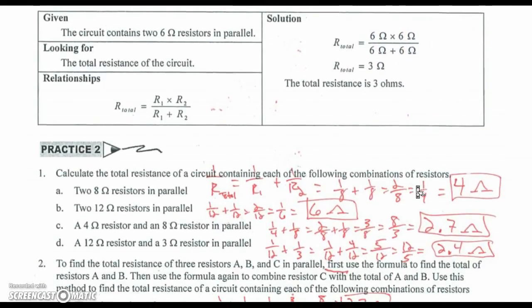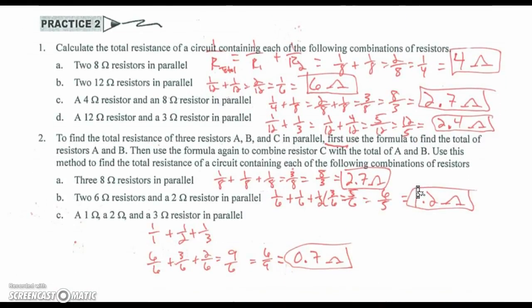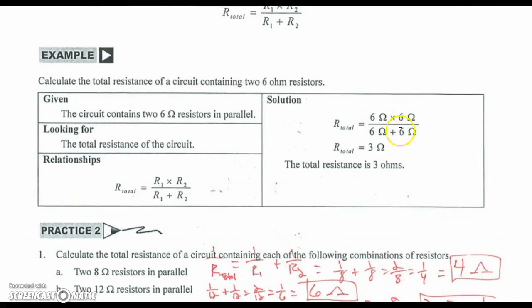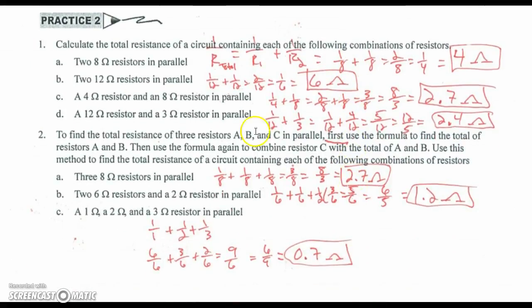I solved all these using the reciprocal rule. So you can do it either way, but I want you to see this, just so you have access to another way of solving it. Now you can always go back and check your work with this one. But here goes. The total resistance of a circuit containing two 8 ohm resistors. In theory, you could take 8 times 8 to get 64, divided by 8 plus 8 of 16, and you get 4 ohms. But let me show you the reciprocal rule.